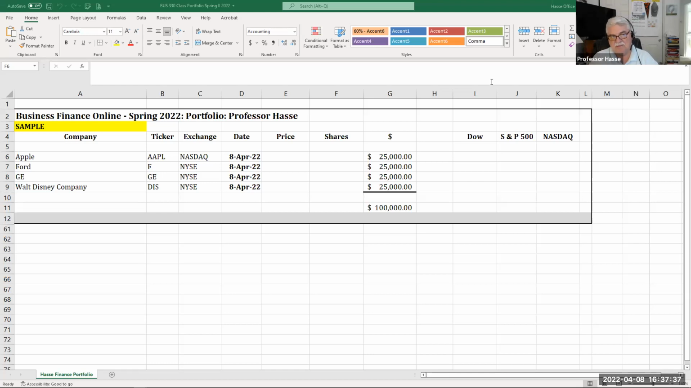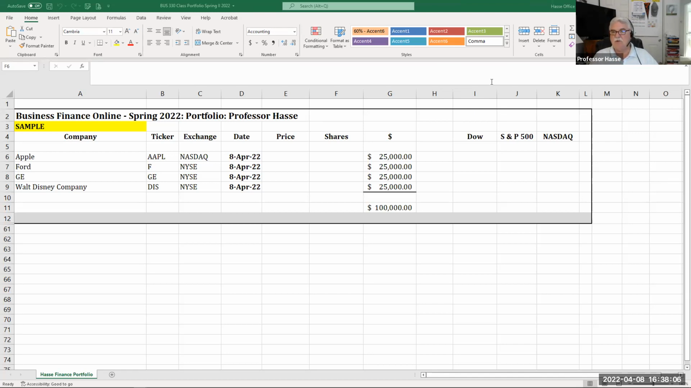Remember, I have supplied this template in an Excel version in Blackboard, and you are to select up to 5 publicly traded corporations. Up to 5. You can pick 1, 2, 3, 4, 5, no more than 5. And your goal of this is to track these stocks and their performance and what they mean over the course of our 8-week Spring 2 session.